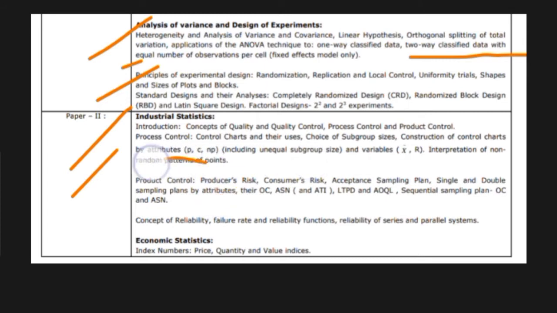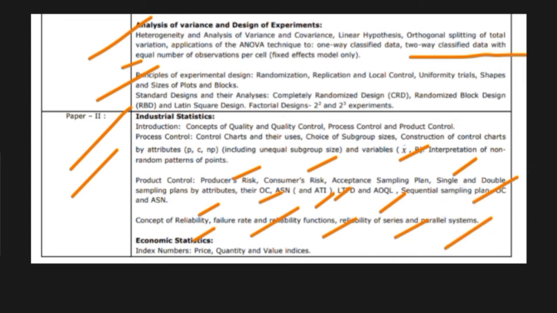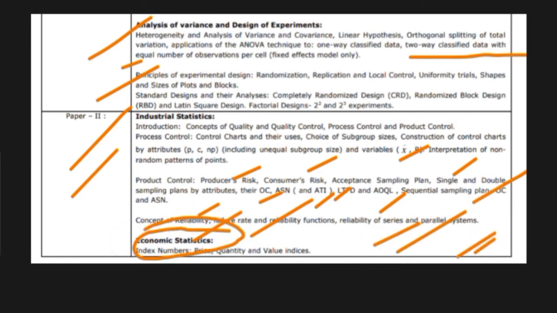Then there is a question on product control, then producer's risk, then consumer's risk, then acceptance sampling plans, single and double sampling plans by attributes, and AOQL, then sequential sampling plan, then concept of reliability, failure rate, reliability functions, reliability of series and parallel systems. Another part is based on economic statistics, that is index numbers, value indices.